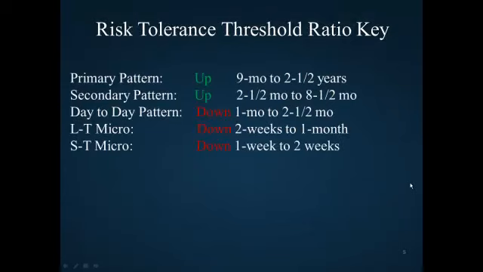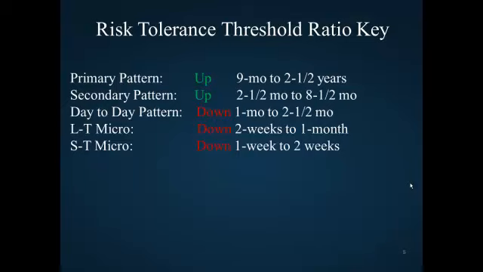So here now we have the majority of patterns on there, and you can see that the majority of them are down. From the primary on down to the short-term micro, you have 3 down and 2 up. In other words, the collective pattern of the Aussie right now is lower.